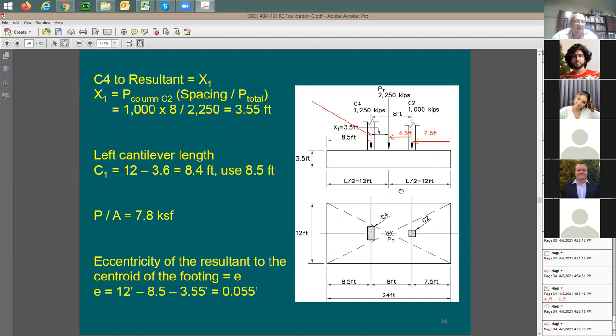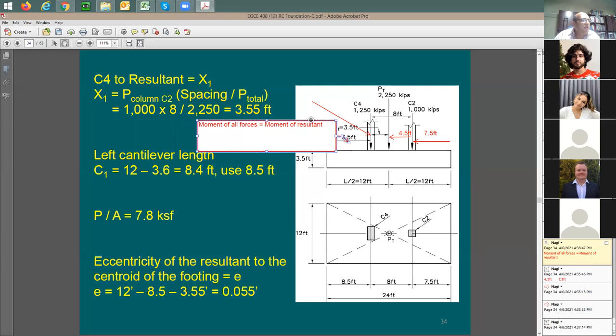In statics, the way that we find out the resultant is by taking the moment of all the forces to be the same as the moment of the resultant. So let me put it down here. Moment of all forces equals moment of resultant. Is it okay?